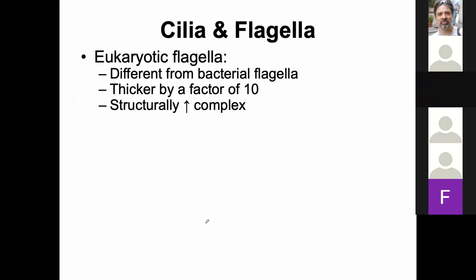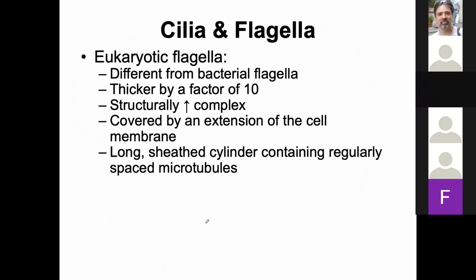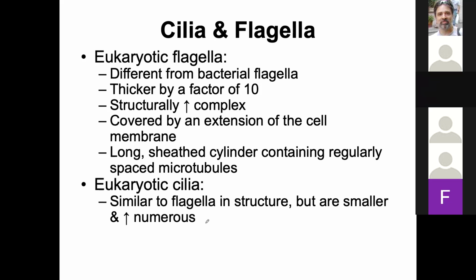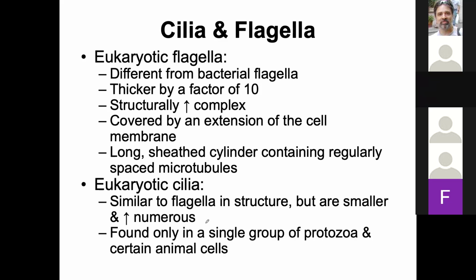Eukaryotic flagella are functionally identical, but structurally different from bacterial flagella. They're thicker, they're more complex. They're made up of microtubules. They use ATP for power, okay? Eukaryotic cilia are a lot like flagella, except that they're shorter and more numerous, and they're only found in a single group of protozoa and in certain animal cells, like in our body. They're found in the oviducts and the vas deferens and in the upper respiratory tract, okay?